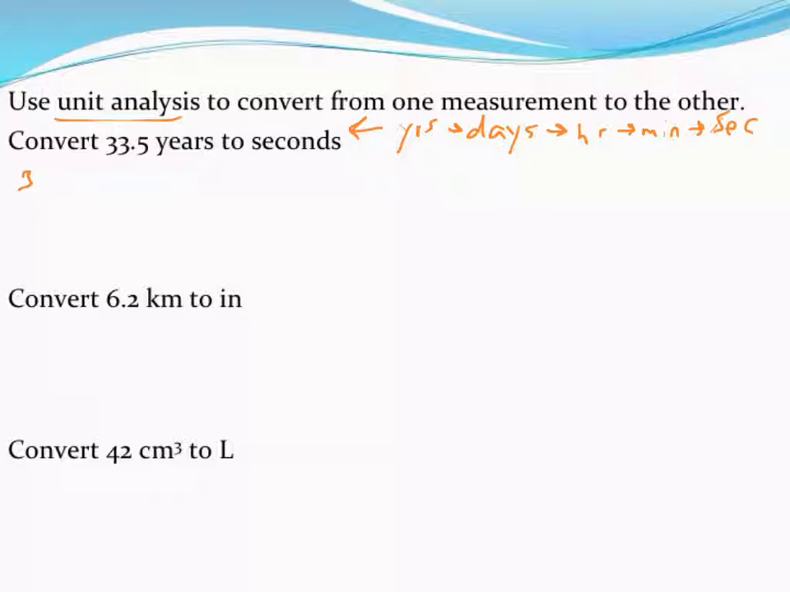Start with what you're converting. We're going to make a little table. I'm going to go 33.5 years. This table is going to be filled with different columns, and each column is going to be a different conversion. Now you always want labels to flip-flop. So since I'm starting with years on top, go ahead and put years on the bottom.